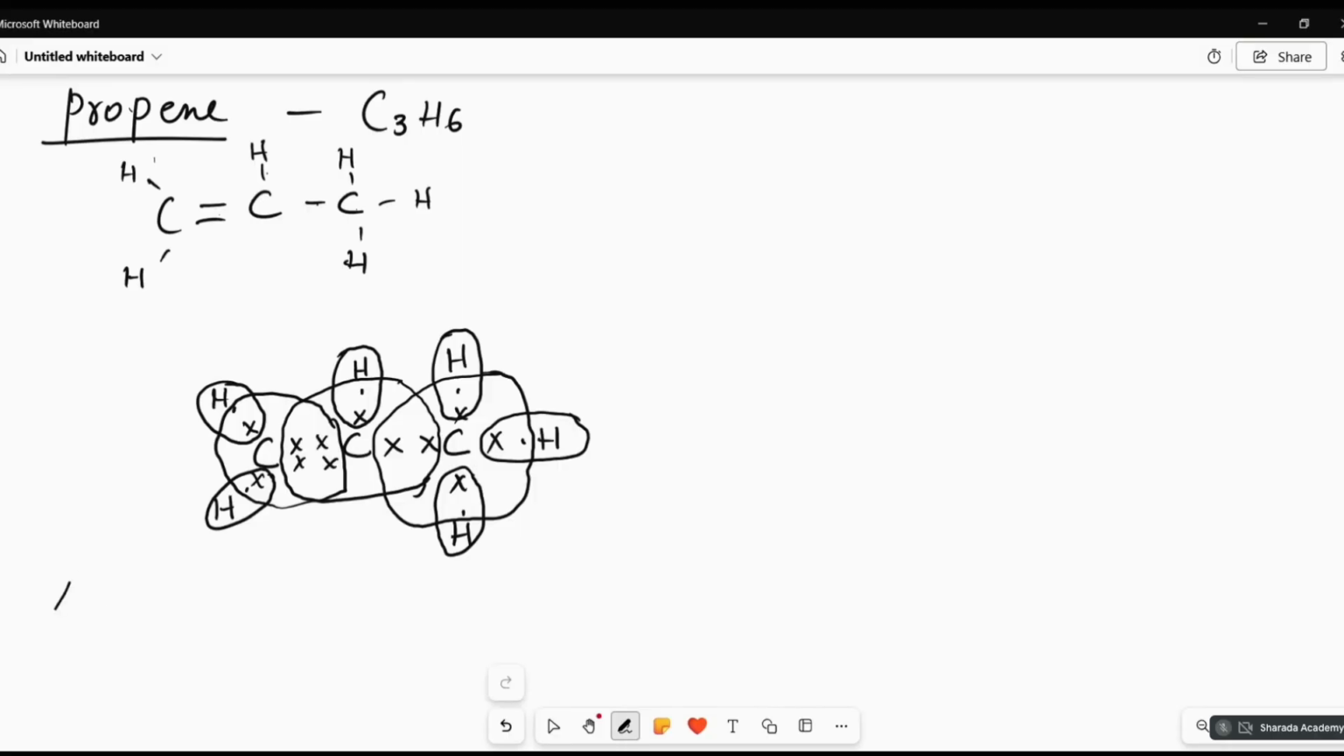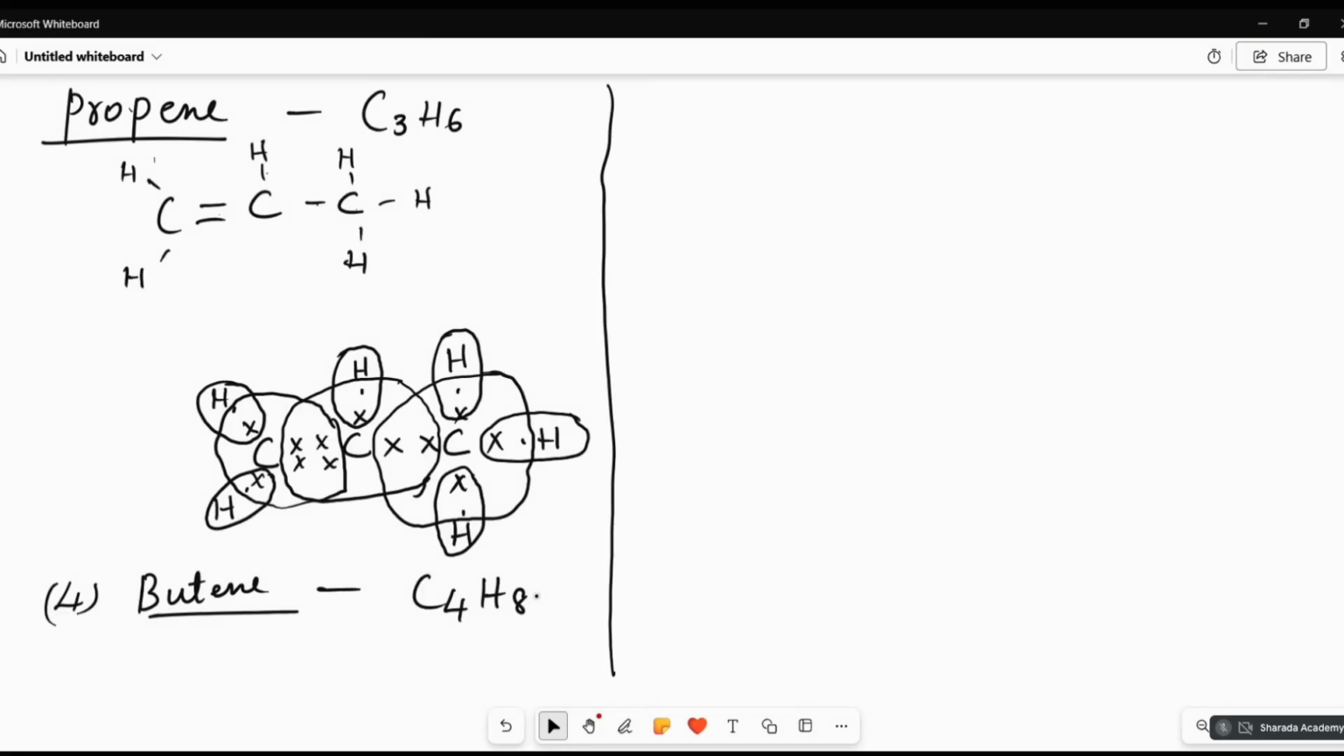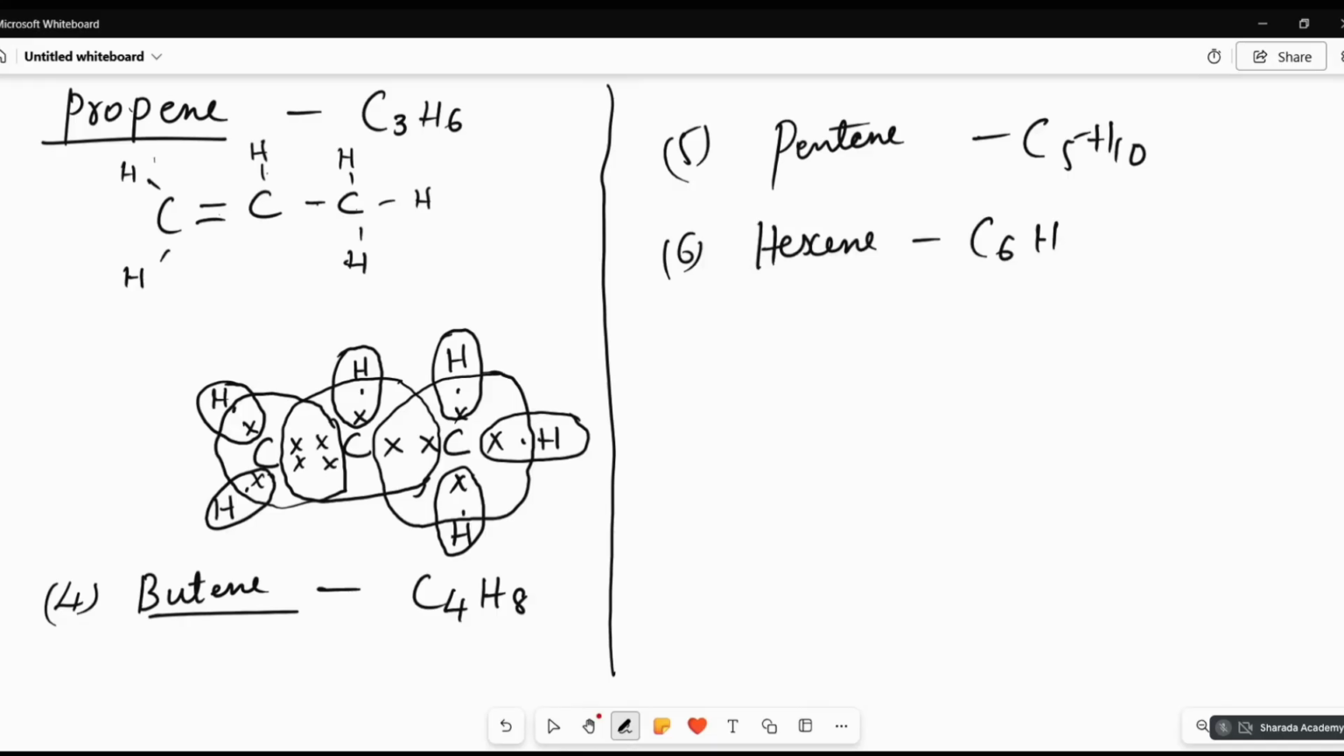After the third one, the fourth one is butene. What is the molecular formula? C4H8. So we did butene, then comes pentene, C5H10, 1 minute. Then comes the last one, hexene, C6H12. I think everyone did, right? Anyone having doubt? Gavin, see here once if you have doubt how to write.